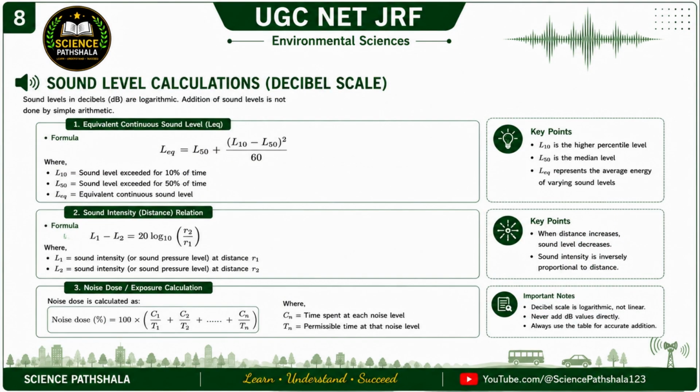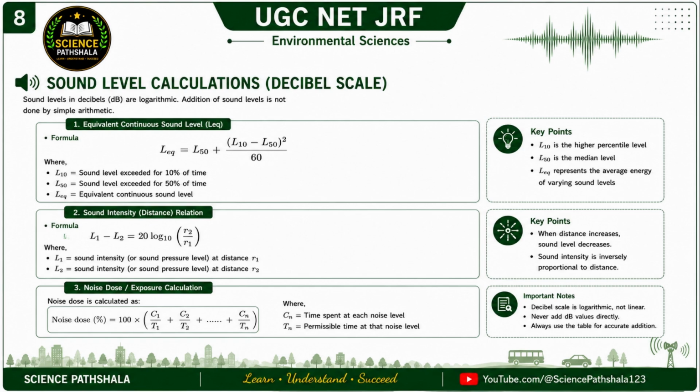So here three formulas are given. First is equivalent continuous sound level, that is LEQ, which is equal to L50 plus (L10 minus L50) whole square upon 60, where L10 is sound level exceeded for 10% of time, L50 is sound level exceeded for 50% of time, and LEQ is equivalent continuous sound level. Here L10 is the higher percentile level, L50 is the median level, and LEQ represents the average energy of varying sound levels.